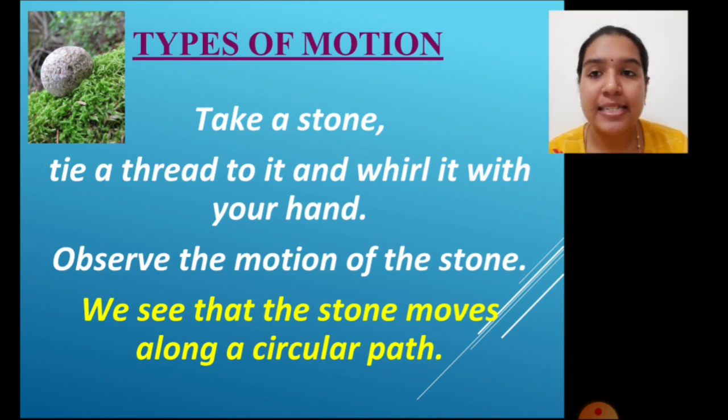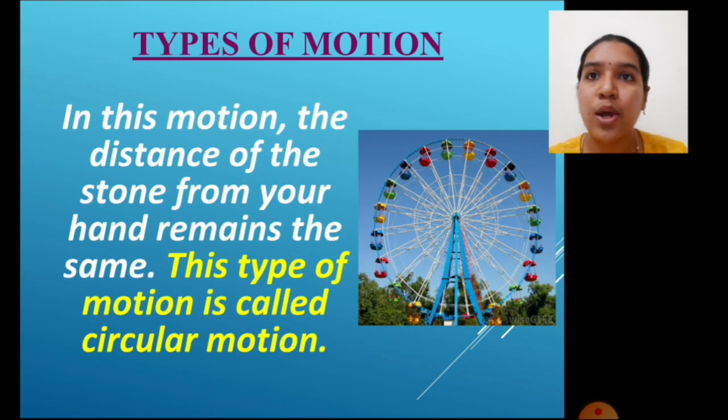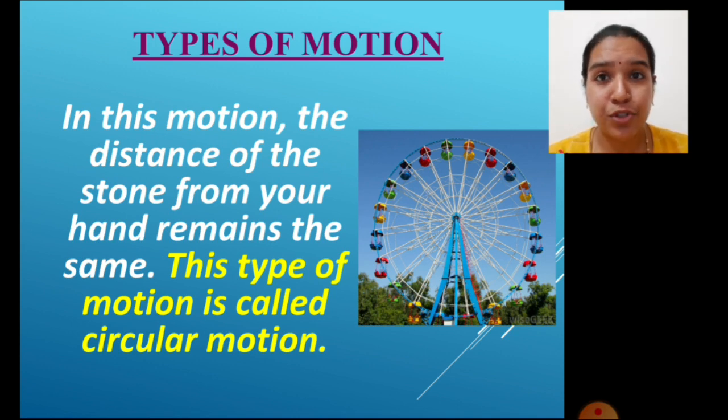And the second type is circular motion. If you do an activity by taking a stone which is tied to a thread and whirl it with your hand, you see the stone moves in a circular path where the distance of the stone from the hand remains the same. It shows a movement in a circular path. So this type of motion is called circular motion. For example, a Ferris wheel, an electric fan, etc.